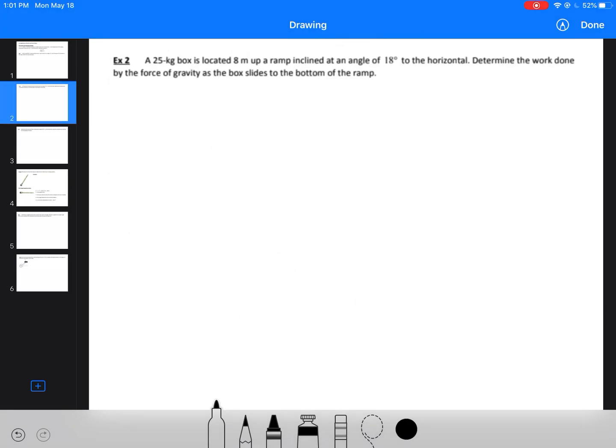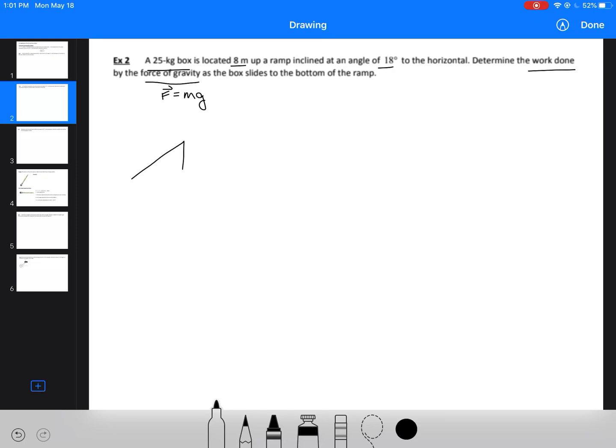Now we're going to do another example. Here, we've got a box going up a ramp. We've got a 25 kilogram box. It is located 8 meters up a ramp, inclined at an angle of 18 degrees to the horizontal. Determine the work done by the force of gravity as the box slides to the bottom of the ramp. You might need to know that the force of gravity is mass times gravitational acceleration.